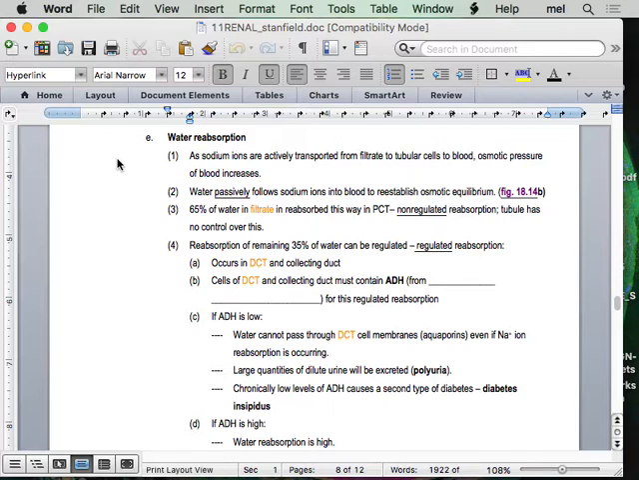So the reabsorption of the remaining 35% will follow, but the cells of the distal convoluted tubules, stick with me here for a second, have tight junctions between them and water doesn't move very readily, which means I have to transport it on purpose. And so I can control it when I'm transporting it on purpose. So what's going to happen is water will follow, but only if ADH is present.